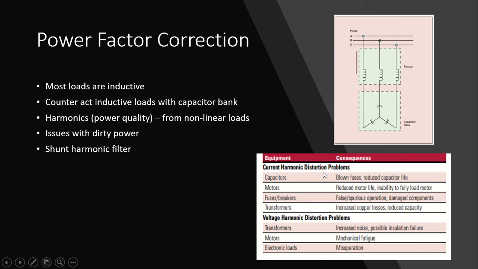Current harmonic distortion problems. On motors, it will reduce the motor life and cause an inability to fully load the motor, and motors are usually the load in industrial plants. There are also transformers in industrial plants, and that's going to increase losses and reduce capacity. And fuses and breakers are in every distribution system, and it will damage those components as well.